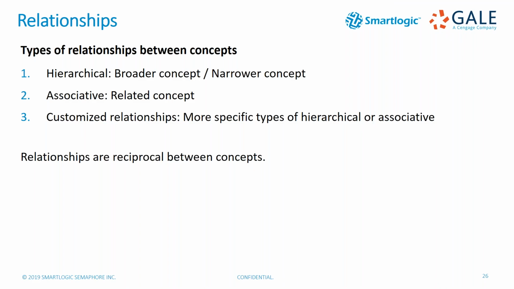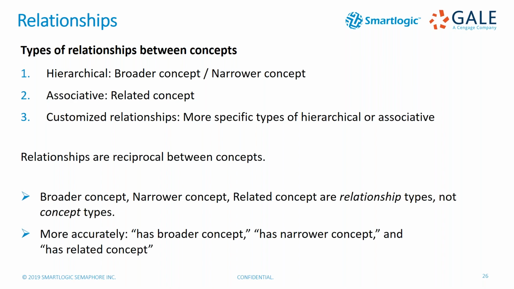Okay. Yes. The relationships between concepts, there are different kinds: hierarchical, between a broader and narrower, associative, which means just related in any way, and then you can also customize your relationships, which should be based on a hierarchical or associative type. And it's important to understand that relationships are reciprocal between concepts. They go in both directions. You can start with either. We might speak of broader concept, narrower concept, related concepts, but it's important to understand that these are actually not types of concepts. They are types of relationships. And it's only with respect to another concept that something is broader or narrower. So it's more accurate to say has broader concept, has narrower concept, or has related concept.